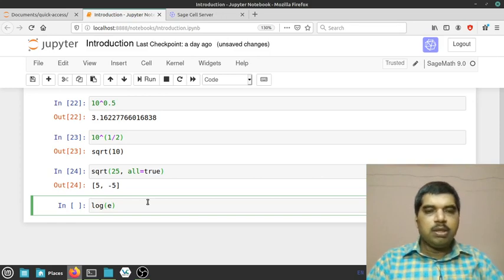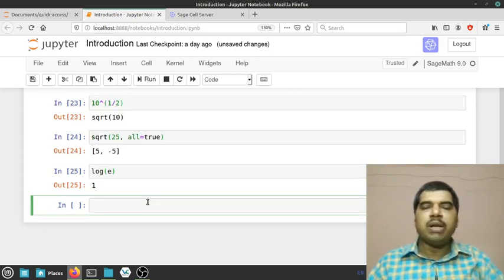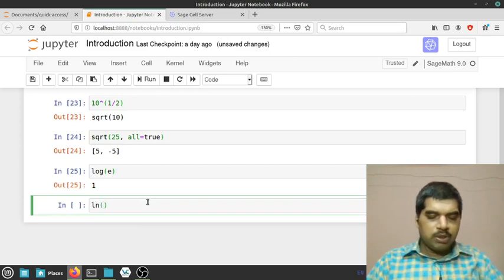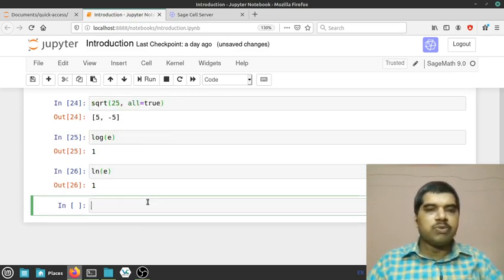So log of e is equal to 1, because log means the natural logarithm. Of course, you can use ln of e also, and that also will give 1. But if you want to use some base other than e, then the log function has to be used with a base.